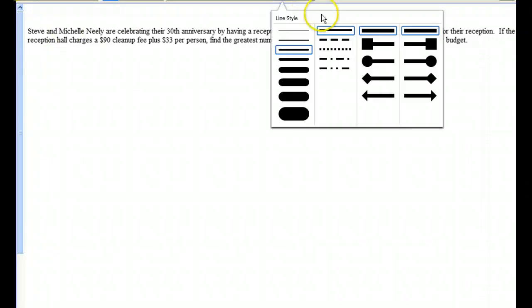Alright, a word problem with an inequality just means that when you set it up, there are multiple things that could satisfy it. So these people are celebrating their anniversary. They've got this budget for their reception. They charge a $90 cleanup fee plus $33 per person. Find the greatest number of people that they can invite and still stay within their budget. Since this is my budget, I don't have to spend every single last dollar, so as long as we stay less than or equal to that $2,000, everything's going to be fine.